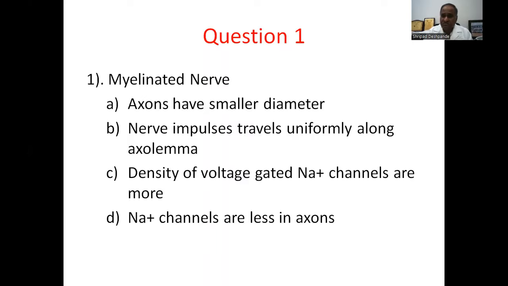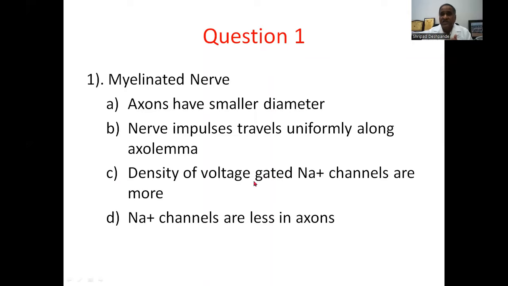The question as such is not clear, because what the examiner is interested to know about myelinated nerve is not defined. Considering certain aspects, we can rule out some options. The axons of the myelinated nerve will have a larger diameter, hence option A is not correct. Nerve impulses travel uniformly along the axolemma? No, it is not correct, because in myelinated nerve it is saltatory conduction, jumping from one node of Ranvier to another node of Ranvier.